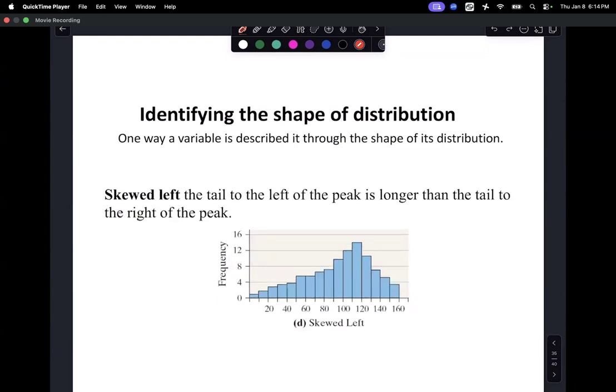All right, skewed left, same thing. We're looking at the tail. The tail is longer on the left, so it is skewed left. The peak is moved over to the right, but my tail is what we're going by. The tail is on the left, so it is skewed left.